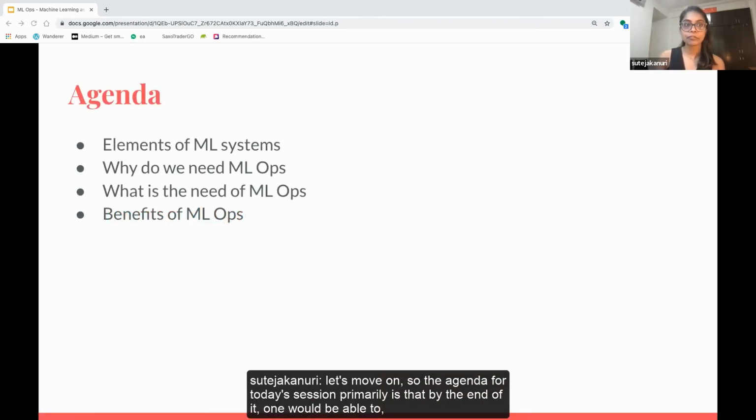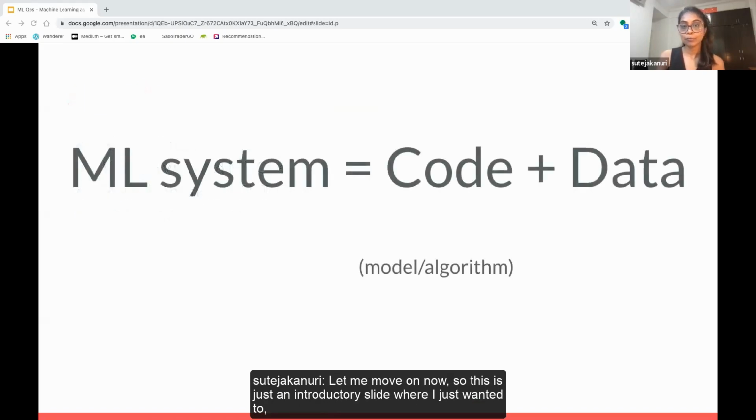So the agenda for today's session primarily is that by the end of it, one would be able to understand or take away the following aspects, which is elements of machine learning systems. Why do we need MLOps? What is the need of MLOps and the benefits of MLOps? So my entire presentation is pertaining to answer these questions, and hopefully everyone has a lot of takeaways at the end of it. Let me move on now.